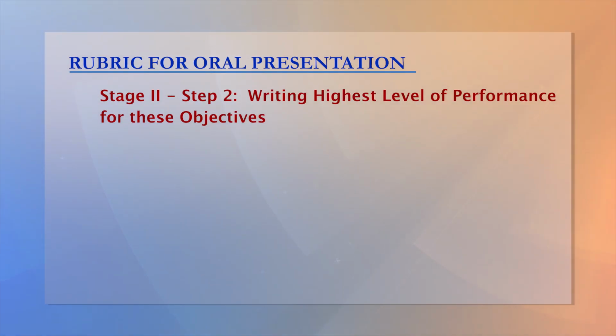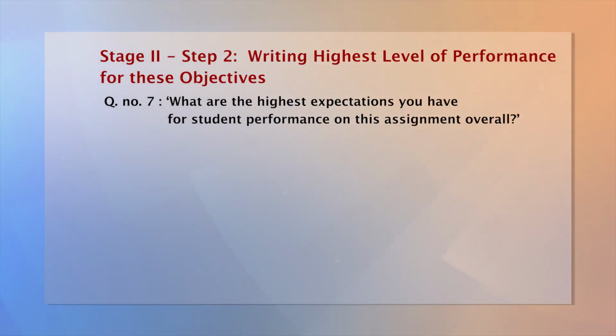In step 2, we will write the highest level of performance for these objectives. After listing the learning objectives, the description of the highest level of performance which is expected for each learning goal should be written. In this step, the answer of question number 7 from the previous stage will guide us. Let us revisit the question. It was, what are the highest expectations you have for student performance on this assignment overall? I have tried to compile the highest level of performance which the learner is expected to show during his or her presentation for the task assigned.